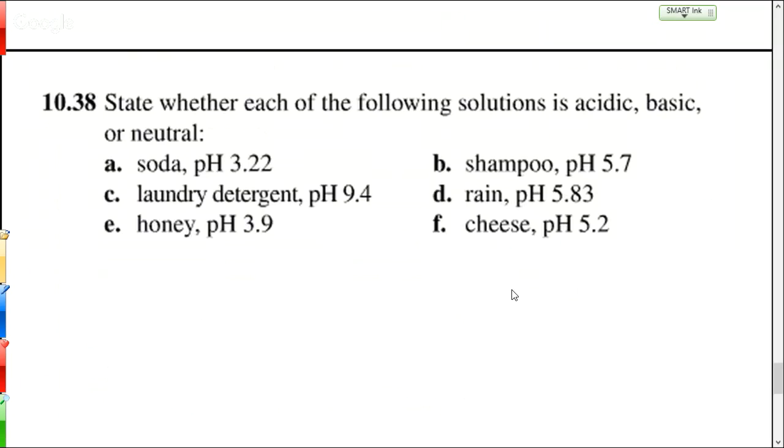The last couple things we're going to talk about are neutralizations and buffers. But I think I want to hold that off until Thursday, so we have plenty of time for the lab.